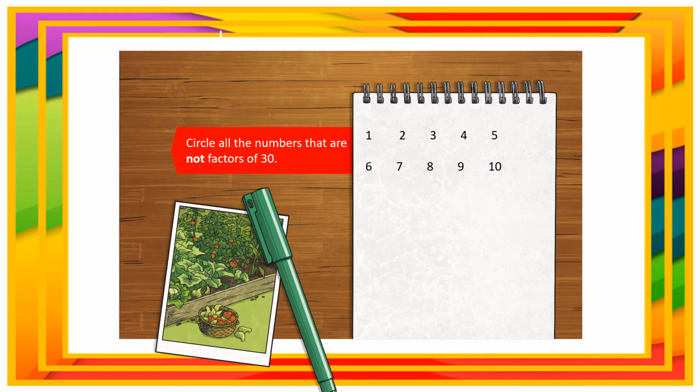Now we've been asked to circle all the numbers that are not factors of 30. Pause the video and have a go. Look at the numbers that have been listed here. Which one of them are not factors of 30? Which one of them are numbers which you cannot use to make 30 when you multiply them? Pause the video and have a go.